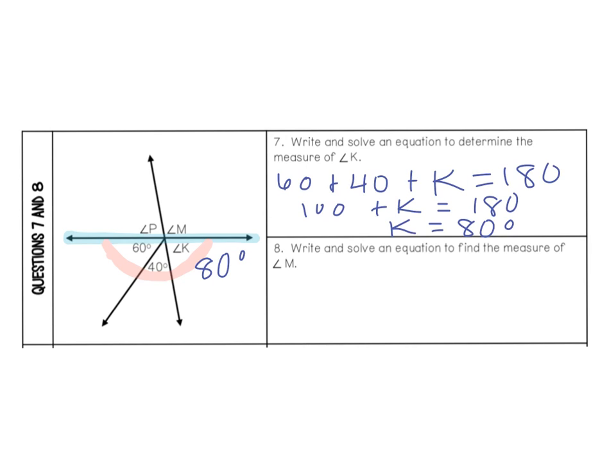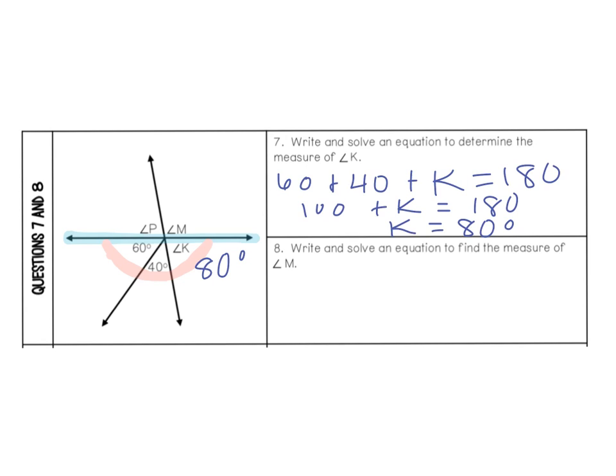So there's a couple ways I can do this. M is vertical to 60 and 40. So if it's vertical to 60 and 40, that means that it's going to be the sum of those two angles, which would be 100.